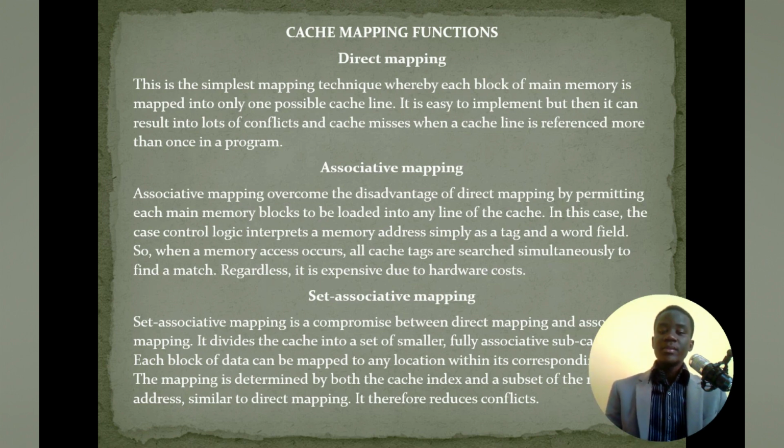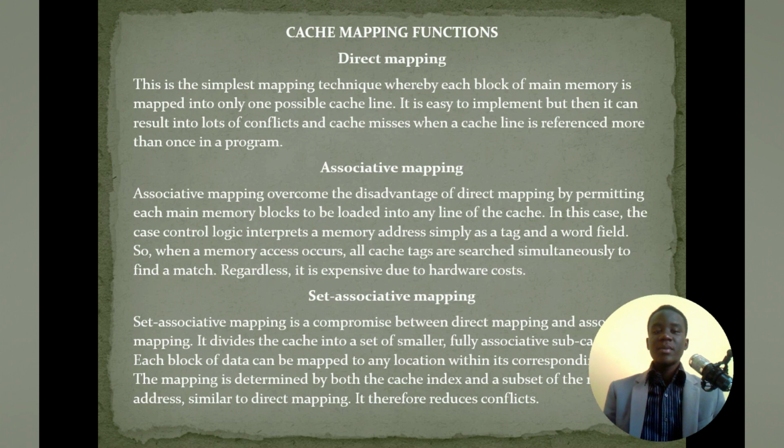In direct mapping, each main memory block is mapped into only one possible cache line. This is not so nice, because what if we have a reference twice, like in a program, to the same data in the cache memory? There will always be conflicts and cache misses when that comes in.